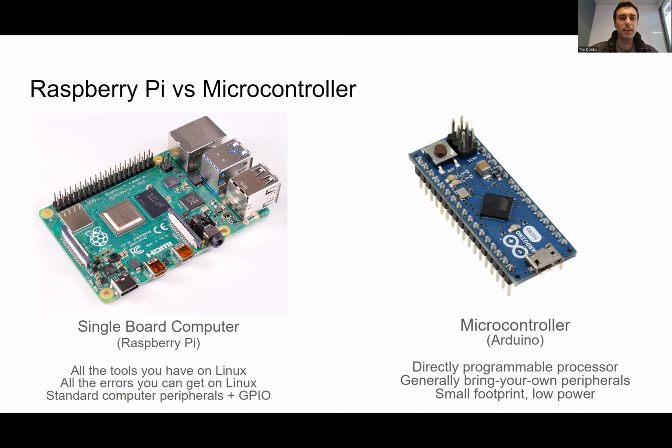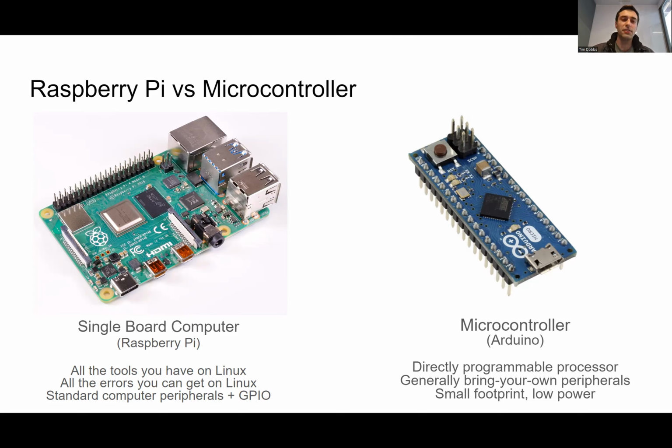But generally, Raspberry Pi is more of a single board computer rather than just a microcontroller. And what that means is that it comes with this whole peripheral set that we're used to in desktop computing. So it's nice because you get all the tools that you have on Linux, or you can run other operating systems on a Raspberry Pi. And that's really cool if you're used to that ecosystem.